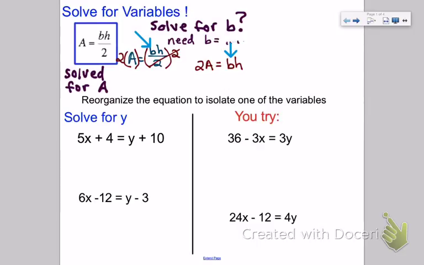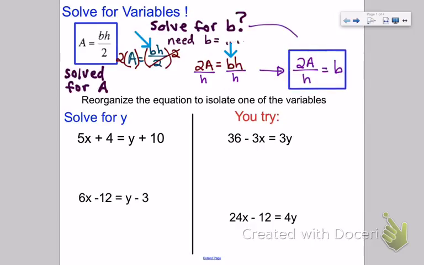Now remember, I want to get b by itself. So if b is being multiplied by h, in order to get b alone, I can divide both sides by h to get my final answer of 2a over h is equal to b. I got b on one side of the equation, and that's what I wanted, because I said solve for b. So let's try that with these examples down here.